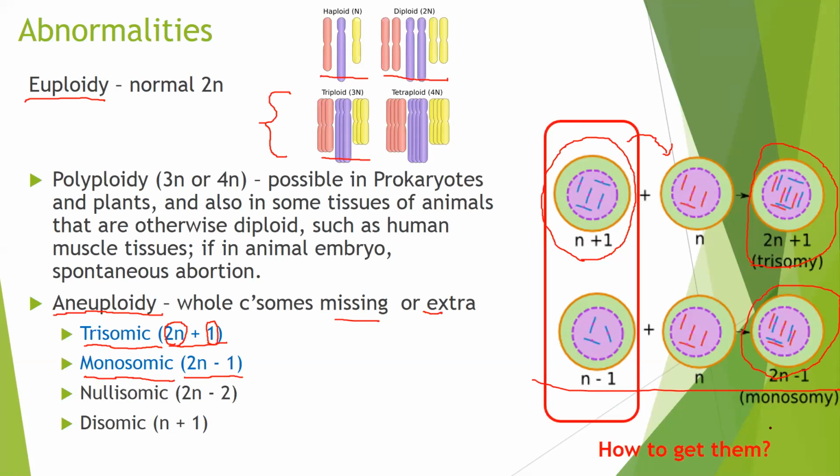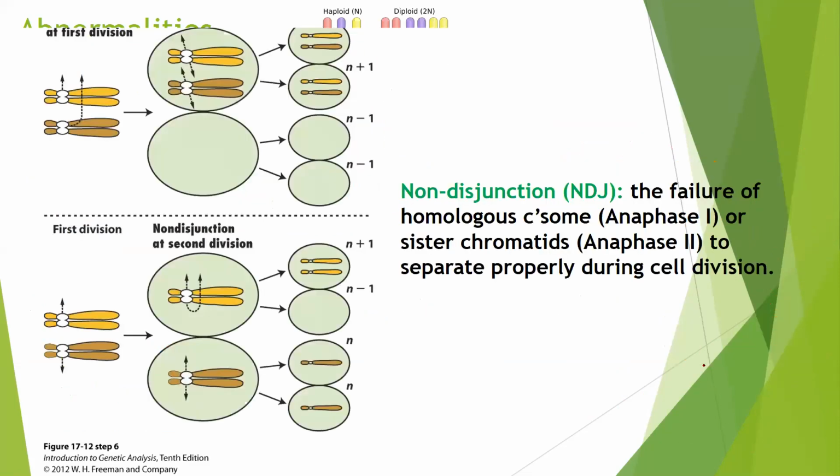So how and why does this happen? How do we get this kind of abnormality in chromosome setting? So one possible way is through, oops, let me erase this first.